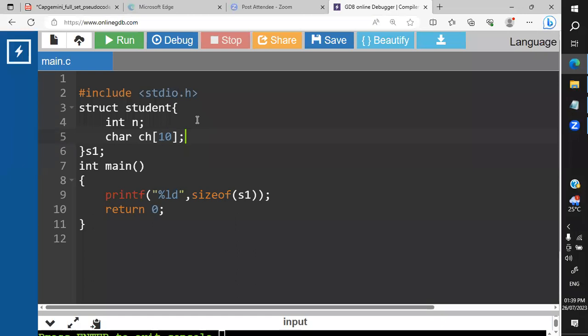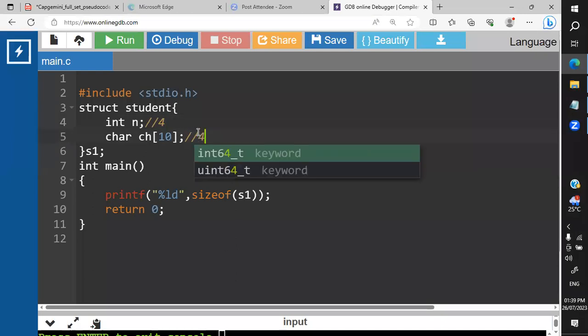A character array is a collection of characters. We cannot consider it as the largest. It's the integer that is the largest, so it is 4 bytes. That means again you have to allocate memory in multiples of 4 only. For the integer, 4 bytes. For the character array, what will happen?